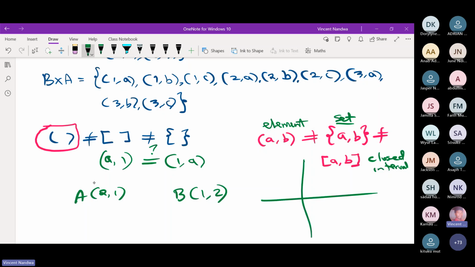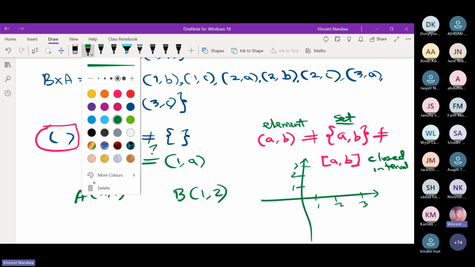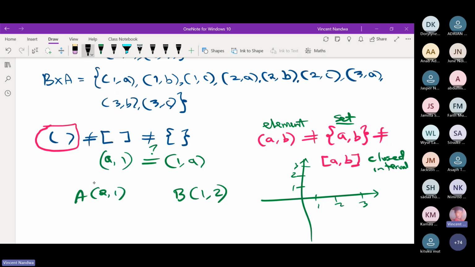If you are to put this in the Cartesian plane, say this is 1, 2, 3, and 1, 2, 3. Remember the first number is always the X value, the second number is the Y value. So this 2, 1 means X is 2, Y is 1, so I'll have this point here. And then 1, 2 means X is 1, Y is 2, so I'll have this point here. This way I'll have B. So 1, comma 2 is not the same as 2, comma 1.